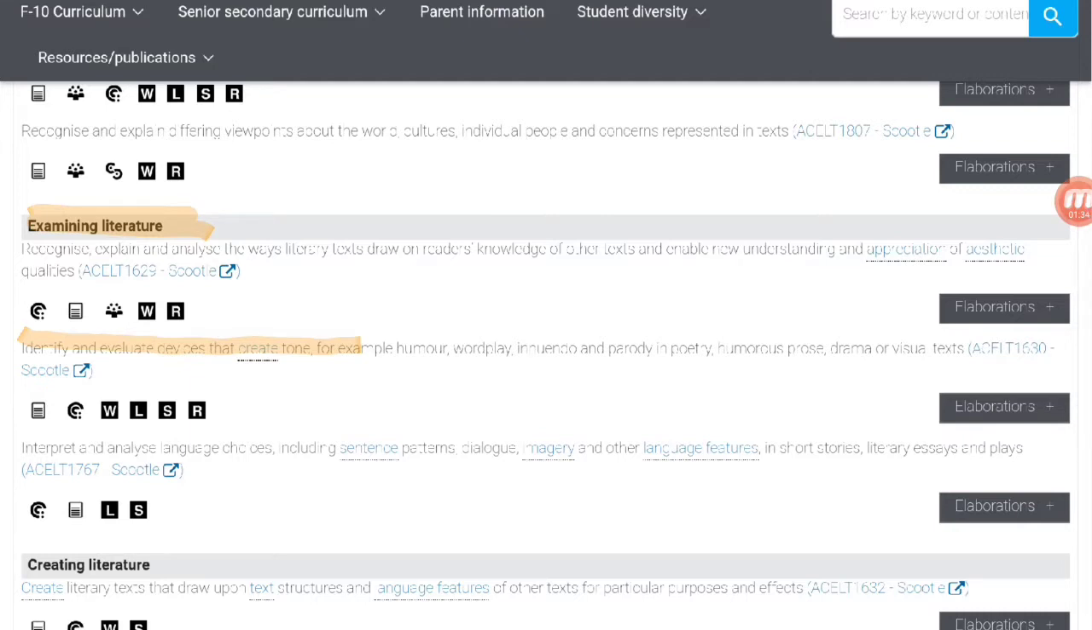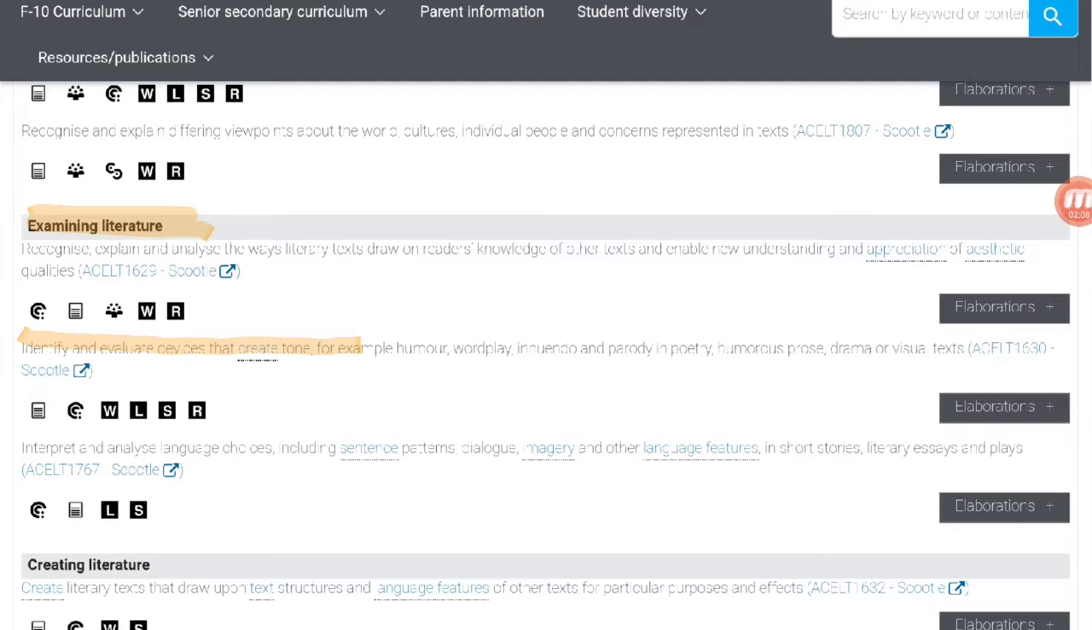So identify is a lower cognition than evaluate, which is in a much higher area of the hierarchy of thinking, and it has a higher cognitive load on the brain. Obviously, it's easier to identify than it is to evaluate, but our students need to be able to do this according to the Australian curriculum. So they need to be able to evaluate devices, rhetorical questions, repetition, all those sorts of things that create tone.